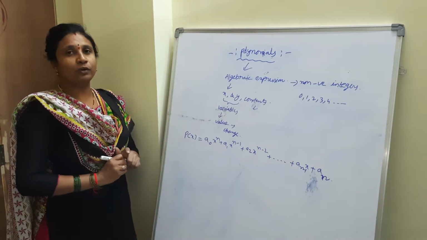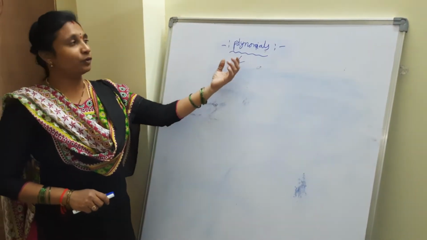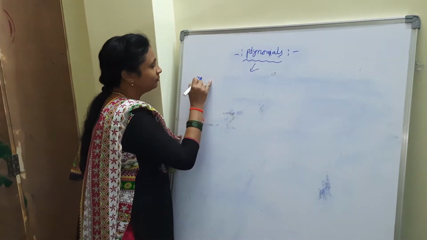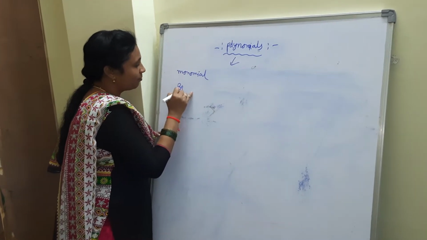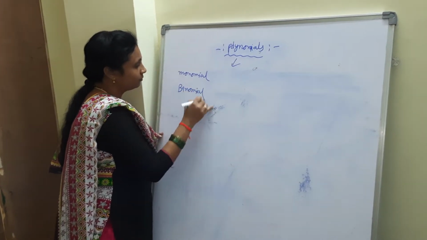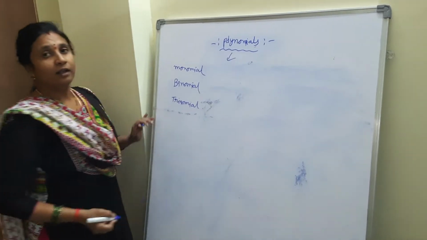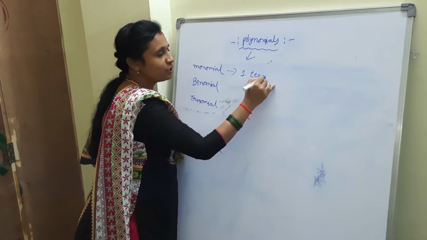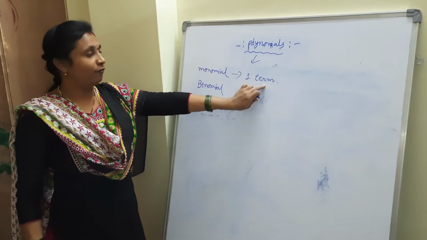Okay, next I am going to explain the types of polynomials. Before that, I will explain the terms monomial, binomial, and trinomial. A monomial is an algebraic expression that contains only one term.